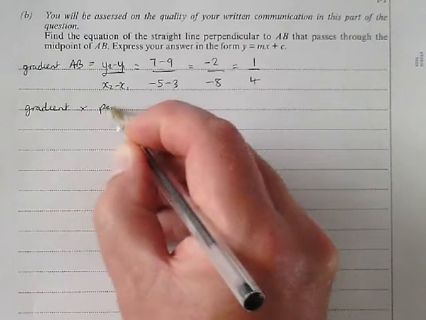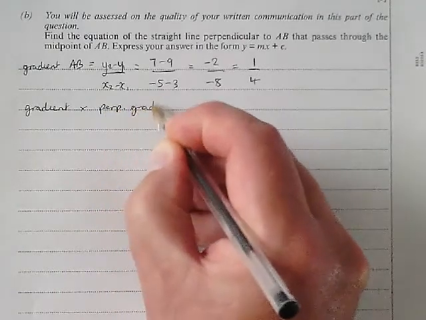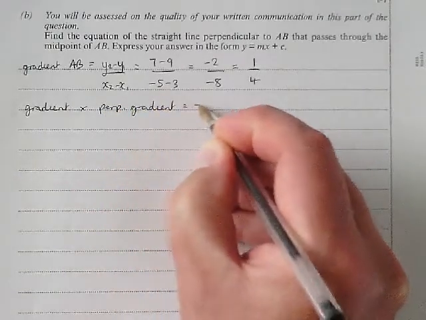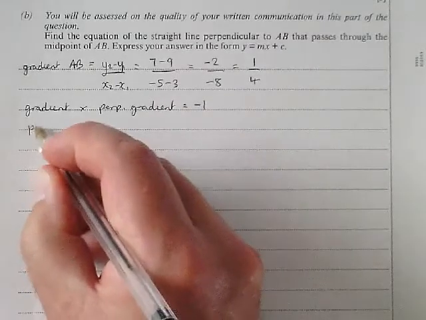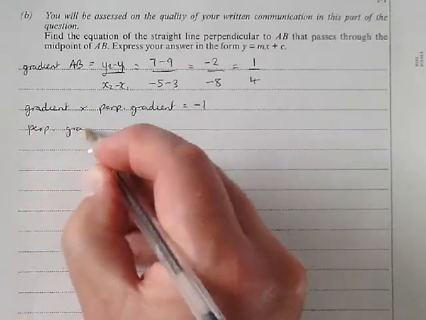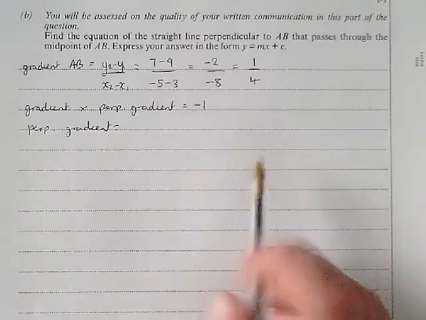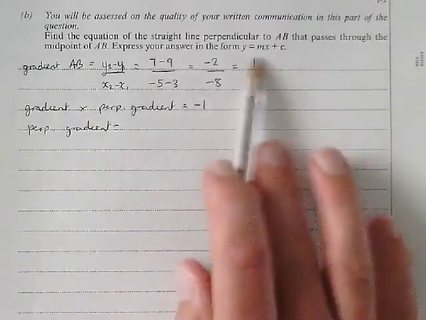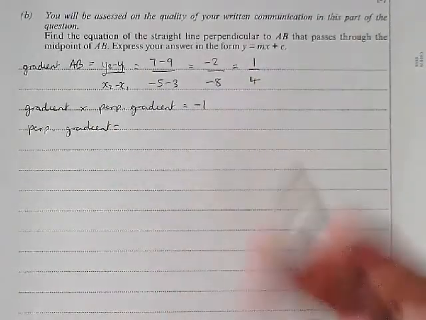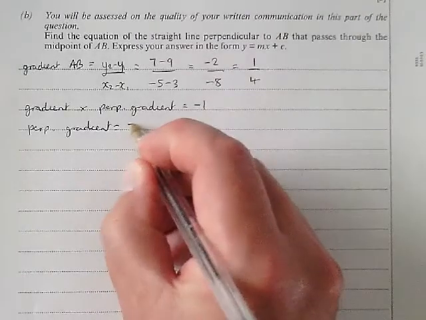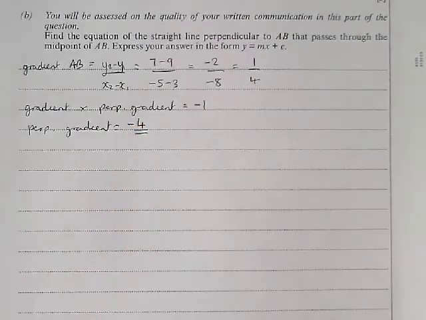Now a key fact that we know is that the gradient multiplied by the perpendicular gradient have a product of minus 1. So the perpendicular gradient is, in this case, the negative reciprocal of this gradient. So we flip the quarter to make 4, and we change the sign, so minus 4 is the perpendicular gradient. So we're getting there slowly.